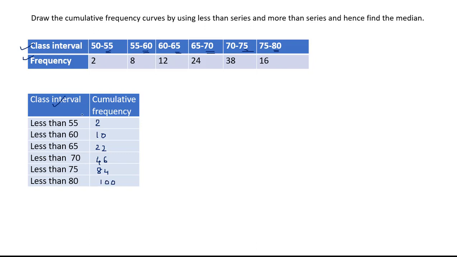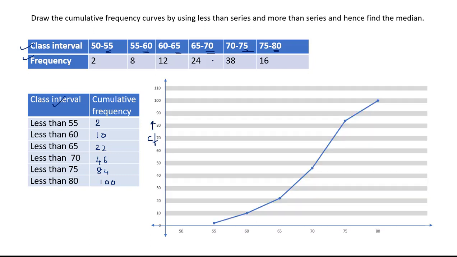On the graph we are going to plot these points. So the points will be (55, 2), (60, 10), (65, 22), (70, 46), (75, 84) and (80, 100). Because on the x-axis we are going to plot the class interval, and on the y-axis we are going to plot the cumulative frequency. Now let us plot this. So here we have our first point (55, 2), then here we have (60, 10), then here (65, 22), (70, 46), (75, 84) and (80, 100).